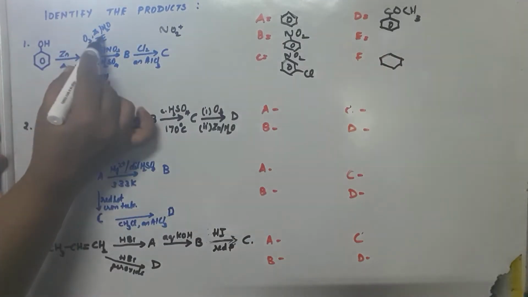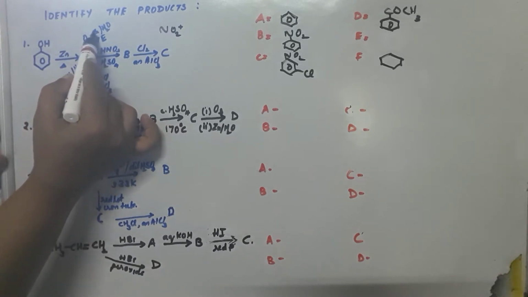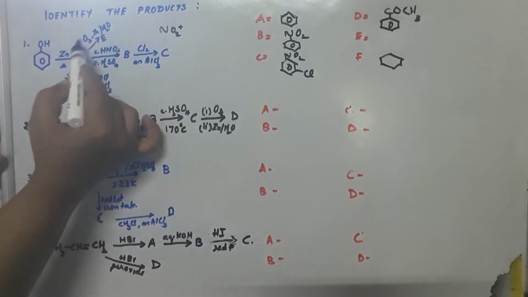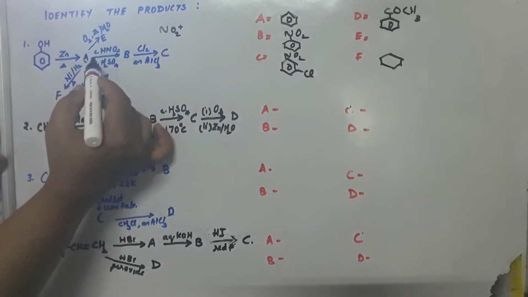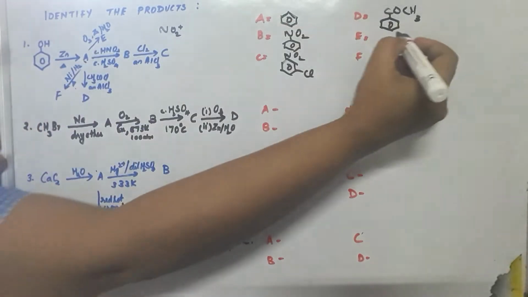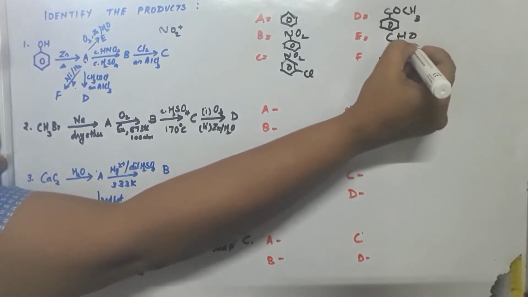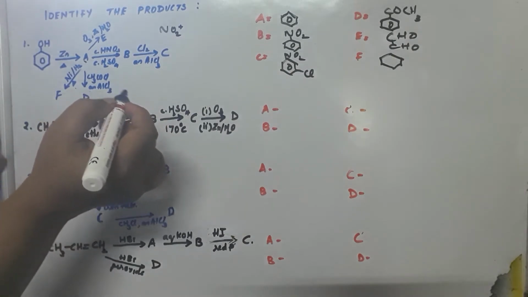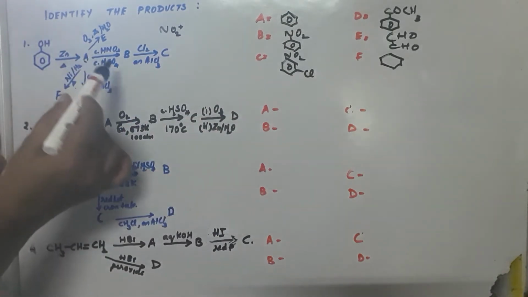And now look at the E product formed. A is benzene, it is subjected to O3, ozone, followed by reaction with zinc in water. So it is reductive ozonolysis. We know that if benzene has undergone reductive ozonolysis, the product is glyoxal, CHO-CHO. Glyoxal is formed. So this is how we can identify the products when reagents are given.